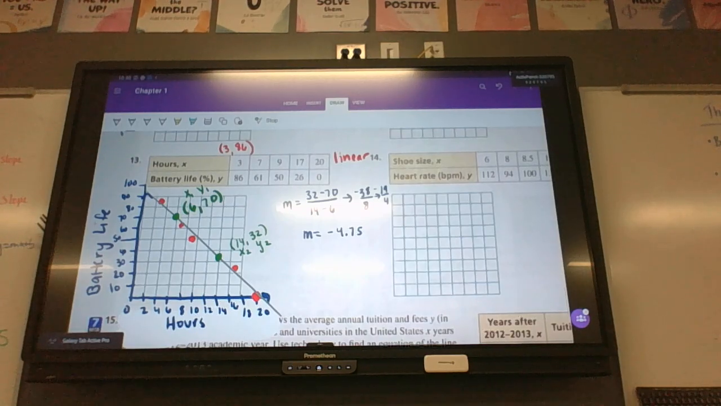Now my last step in writing this equation will be to add that y value over 70. And my equation is negative 4.75x plus 98.5.